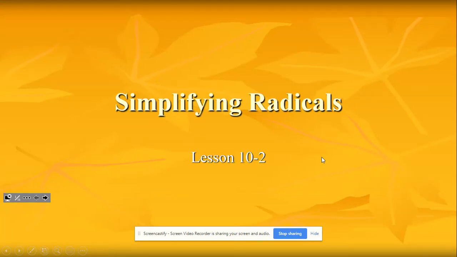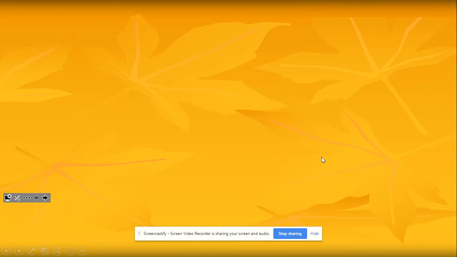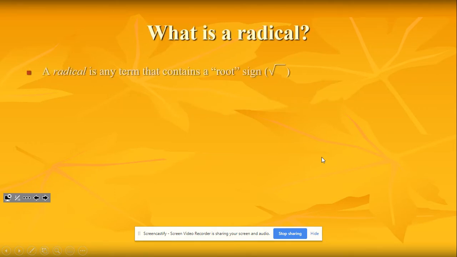This is lesson 10-2, simplifying radicals. So first we need to discuss what a radical is. It's any term that's contained inside of a root sign. And the root sign example is right there to the right.